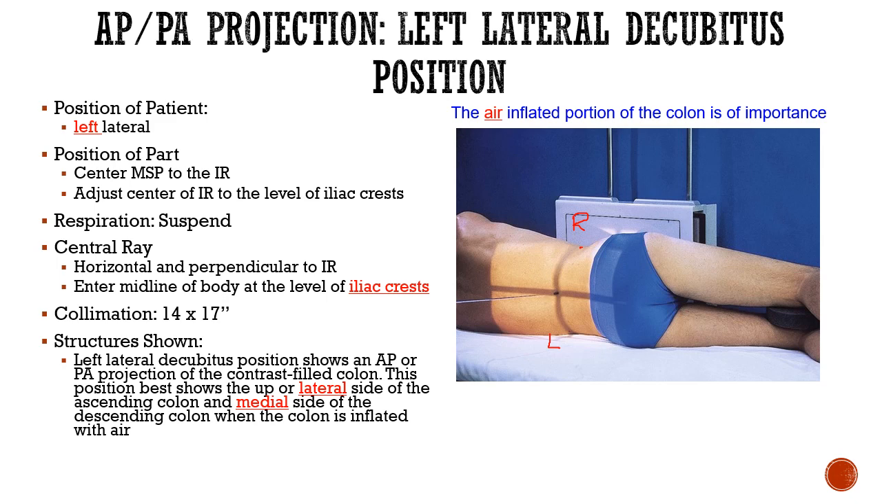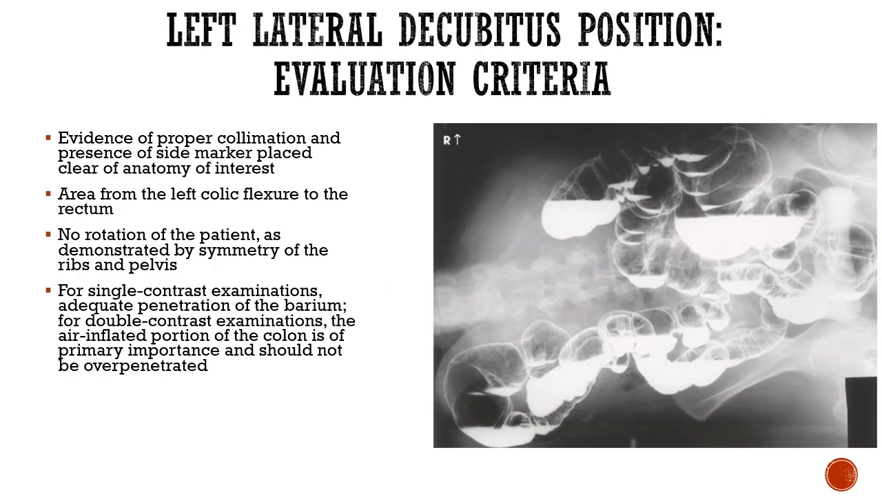And this time we're going to have the contrast-filled colon, in which we see the lateral side of the ascending colon, because that's the side that's up. And we're going to see the medial side of the descending colon, because that's the side that's up on the other side of your colon. And here we go. So this is the right side that's up. Here's our left side's down. So we're seeing the lateral side of the ascending colon and the medial side where there's air of the descending colon.